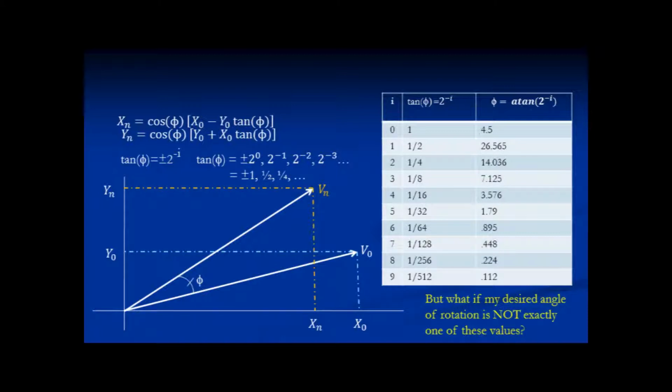You're probably thinking, kind of nice, but not very useful, as it can only do specific angles of 45, 26.565, 14.036, 7.125, etc. What good is that? And we still have a cosine multiply. Okay, fair enough, but we're not done yet.